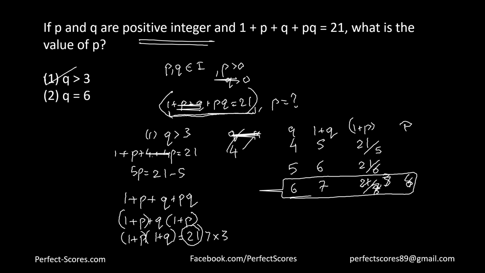So again, another important thing is, look at this. Q is given to be 6 here, and Q is also given to be 6 here. Again, if both the statements give you the same answer, both the statements have to give you the same answer. This is also going to be sufficient because this automatically gives you Q equal to 6.